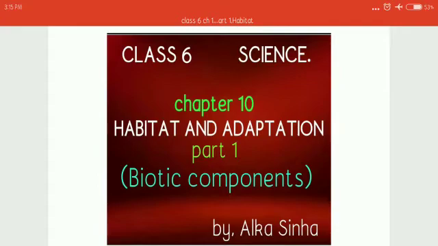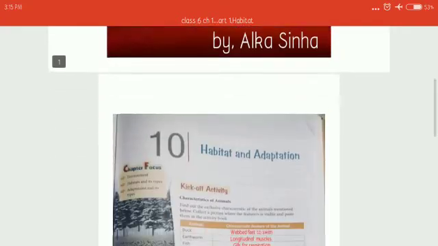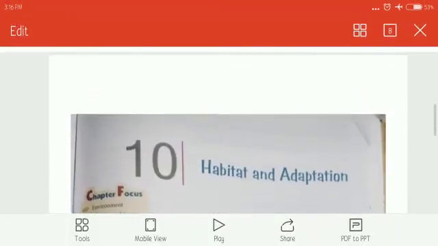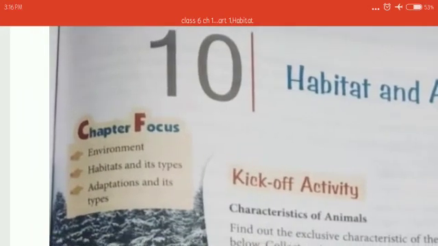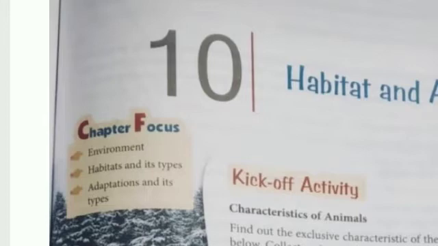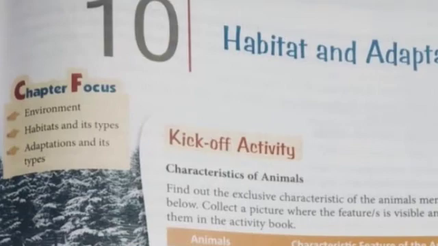So, first of all, see what is the chapter focus. The chapter focuses on first environment, then habitat and its types, and third adaptation and its types. So let's start habitat and adaptations.